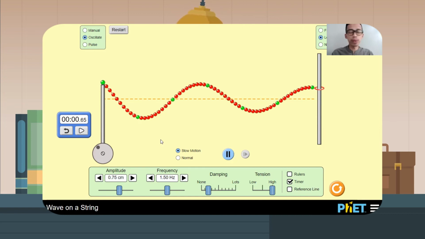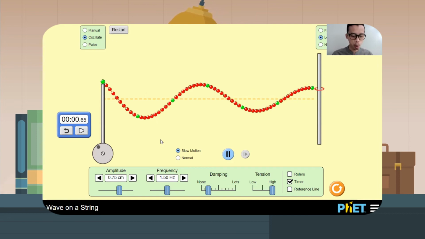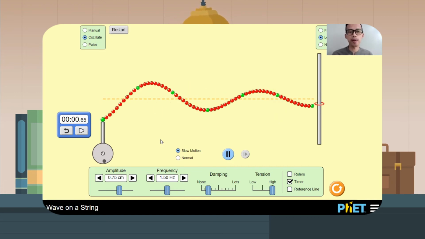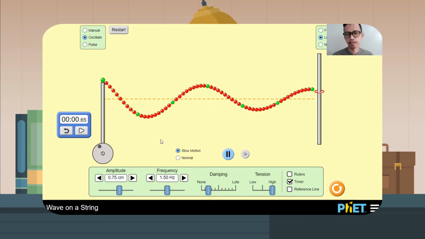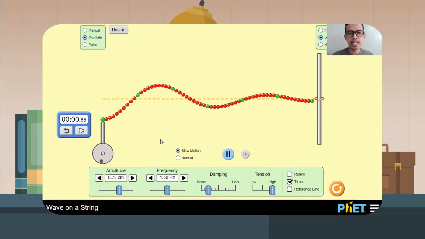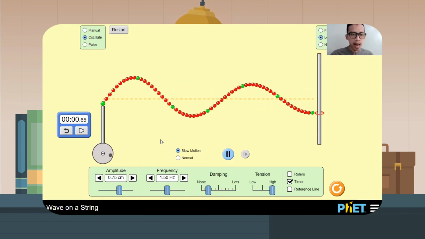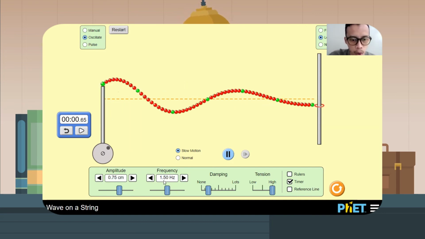So when we already know the period is 0.65, the frequency is 1 per 0.65. You can also calculate by yourself, everyone. And this is what I get: 1.54 hertz. Remember, the unit for frequency is hertz. Compared to the setting of the simulation here, the frequency is set to 1.5 hertz. So yeah, close to the setting.